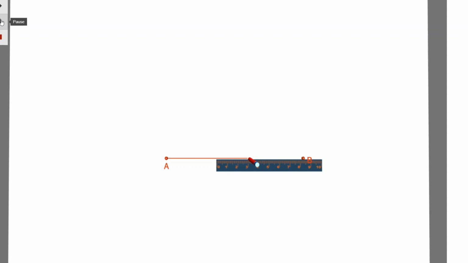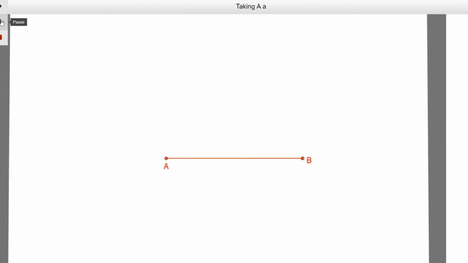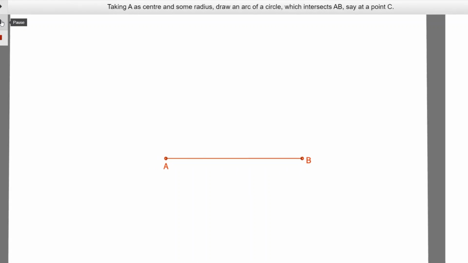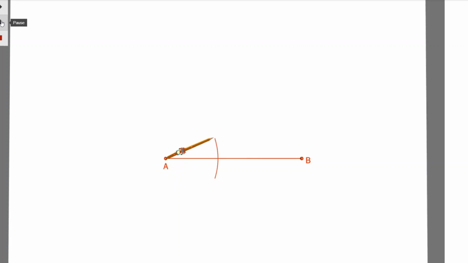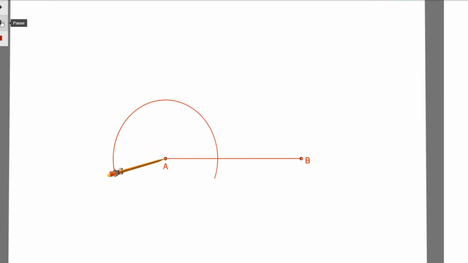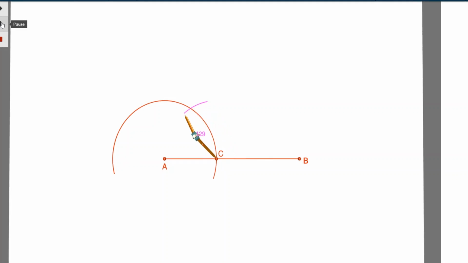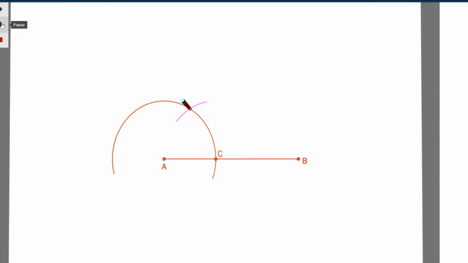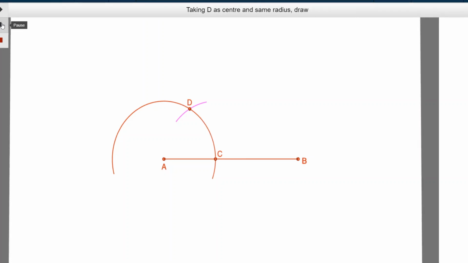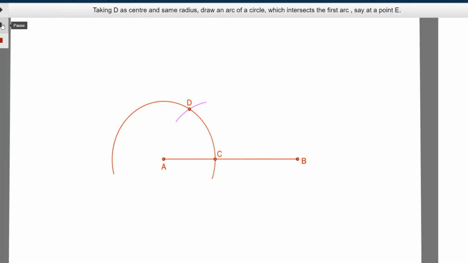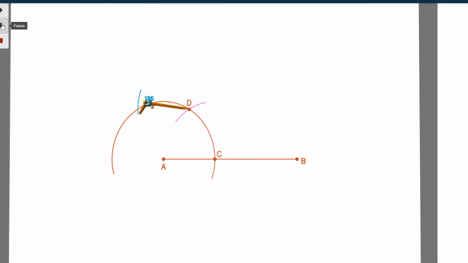Take any line segment AB. With center A and any radius, draw an arc which intersects the line segment AB at C. Now taking C as center and the same radius, draw an arc which intersects the previous arc at D.